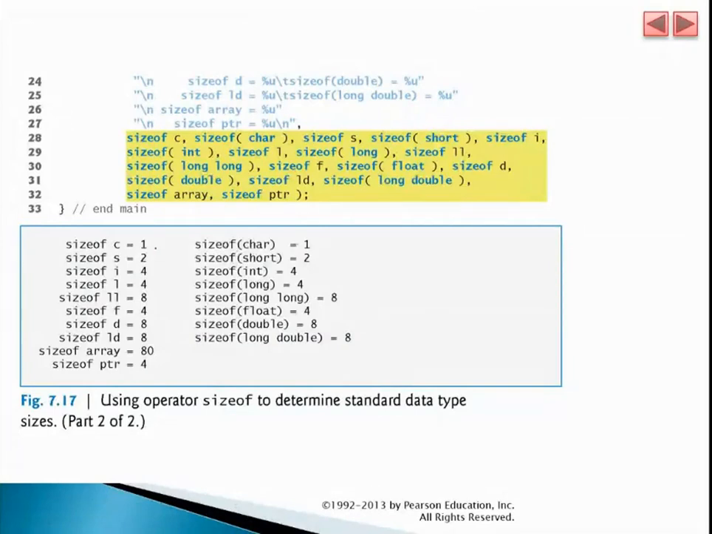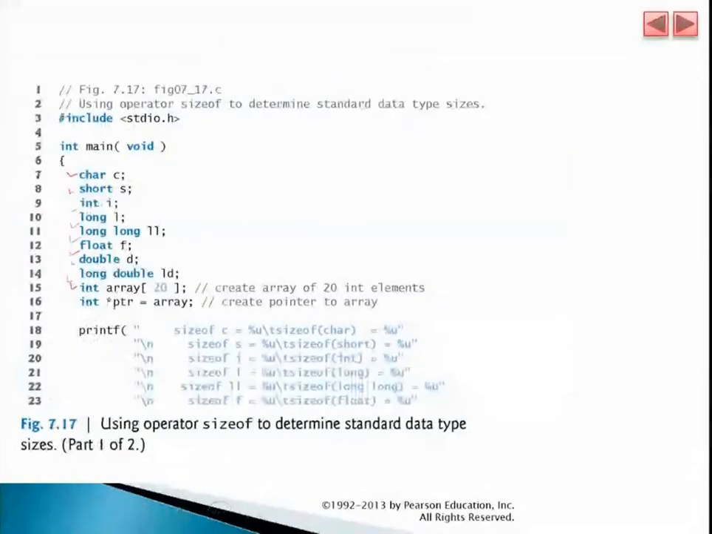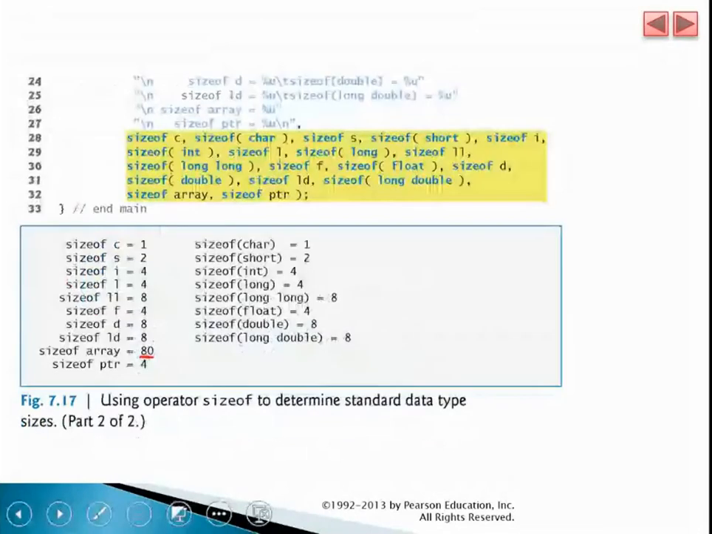Size of char is 1, short is 2, integer is 4, long is 4, long long is 8, float is 4, double is 8, long double is 8. The array of 20 integer elements is 20 into 4, which gives you 80, and the pointer is 4. I will share this program so you can have a look at how memory reserves the size for each different data type.